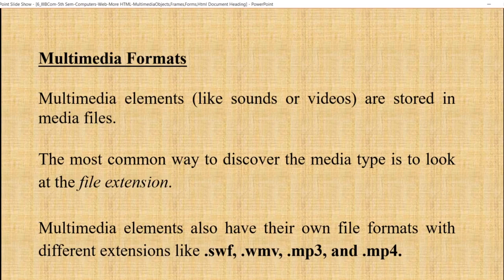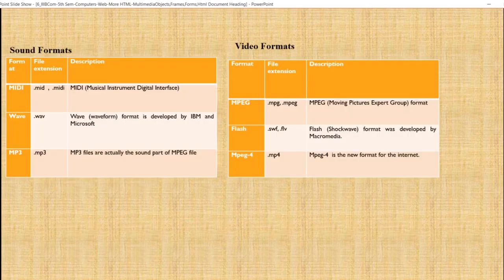These are the different formats for multimedia elements. Multimedia elements also have their own file formats with different extensions like .swf, similarly .wmv, .mp3 and .mp4. These are the different formats for audio and video. Audio and videos used in multimedia formats. Audio formats like MIDI, WAV, MP3. Video formats like MPEG, Flash, MPEG-4.